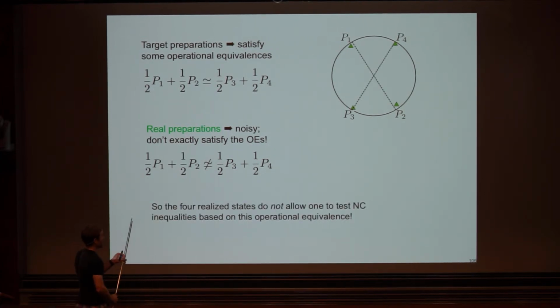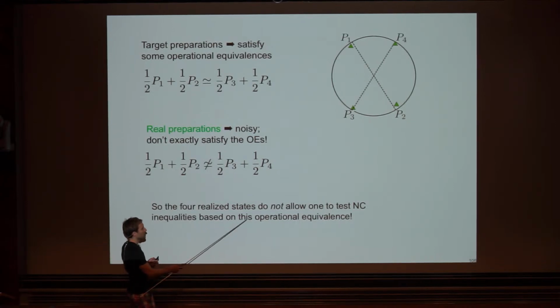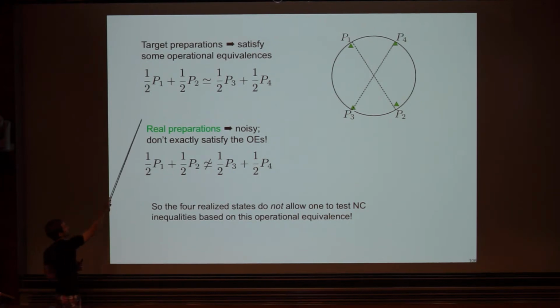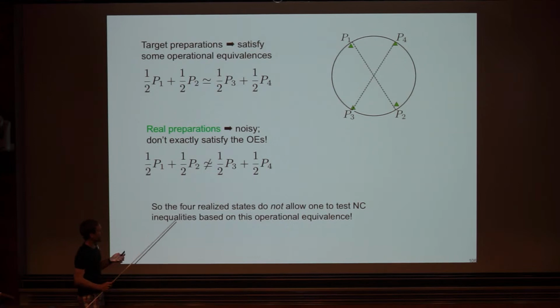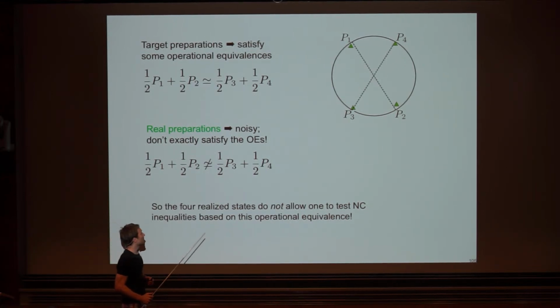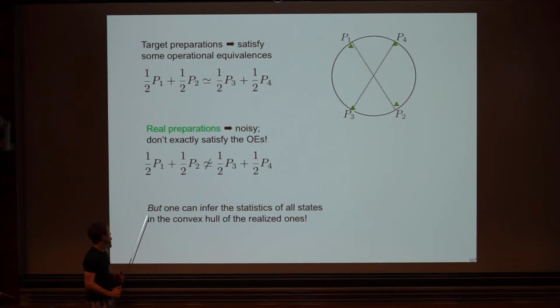So the four states that are actually realized in an experiment will never let you meaningfully test non-contextuality inequalities based on this equivalence, because they don't satisfy it. It would be a mistake. Again, if you have the wrong operational equivalences, you can reach the wrong conclusion. But there's a trick that people have realized which lets you get around this problem.